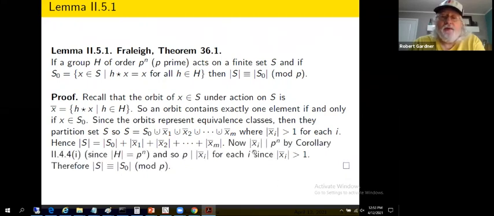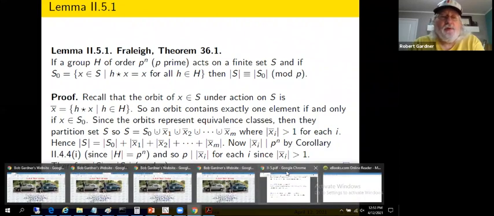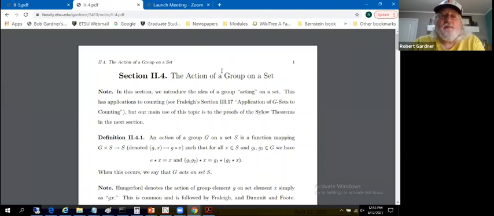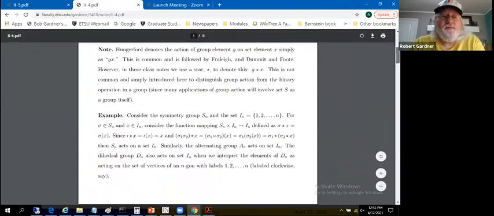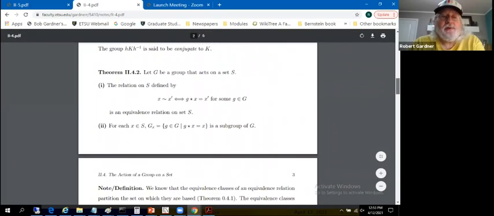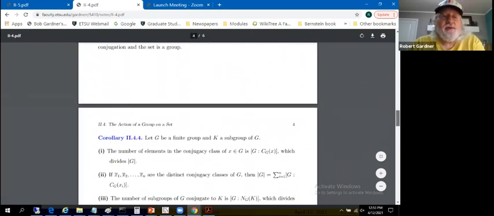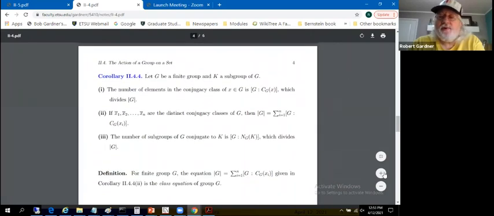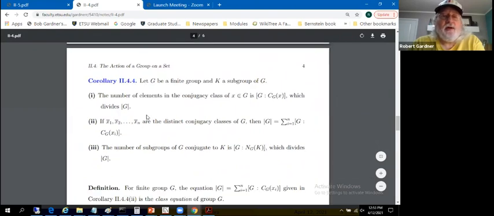Now, the cardinality of equivalence class X sub I divides the order of the group, corollary 2.4.4.1. Let's go look that up and come back and finish the result. Corollary from section 2.4 is 4.4 part 1. Let's look back at that. Here's where we were dealing with those ideas. The number of the elements in a conjugacy class divides the order of the group.